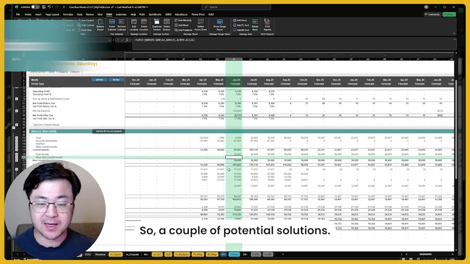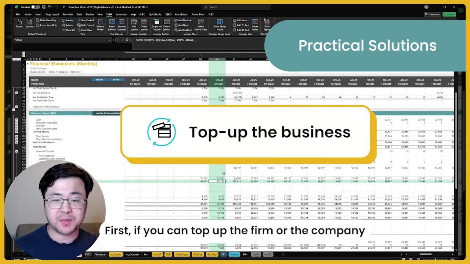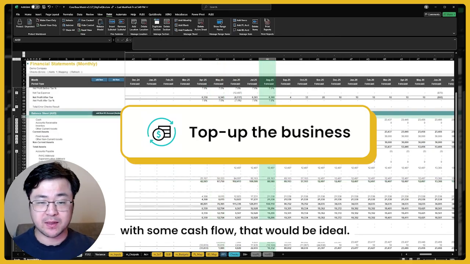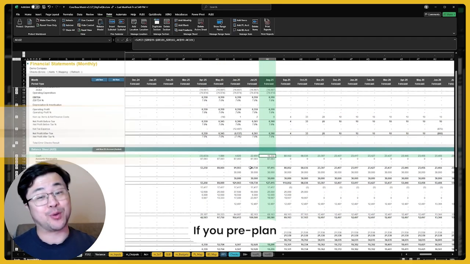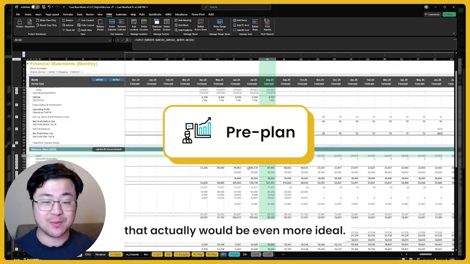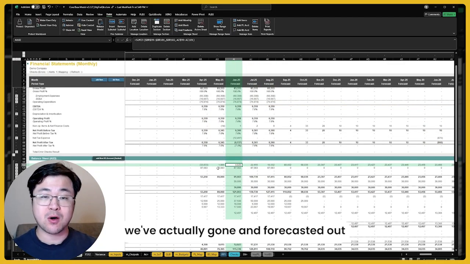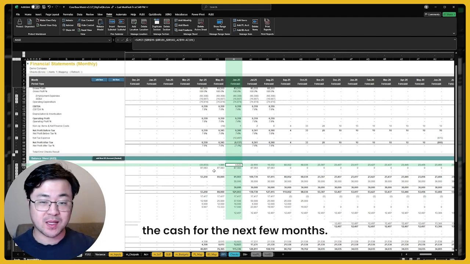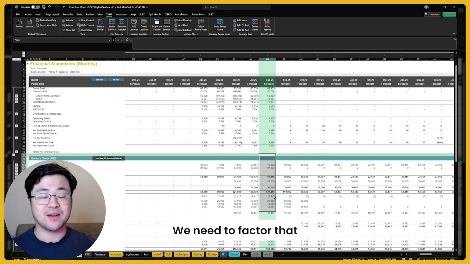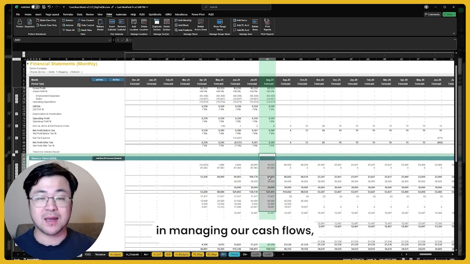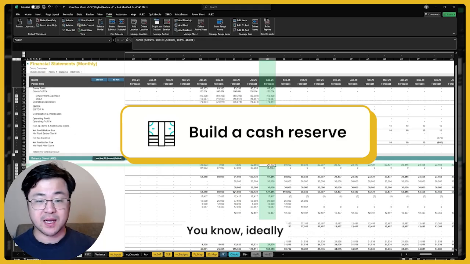So, a couple of potential solutions. First, if you can top up the company with some cash flow, that would be ideal. If you pre-plan, that actually would be even more ideal. So if, in June, we've actually gone and forecasted out the cash for the next few months and gone, okay, hey guys, there's actually a bit of a dip here. We need to factor that in managing our cash flows. Maybe build a cash reserve.